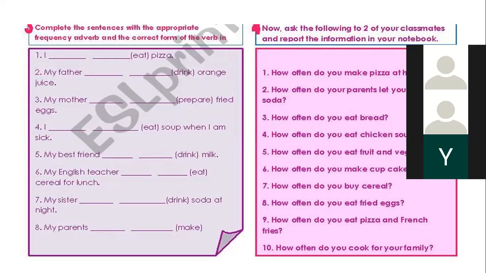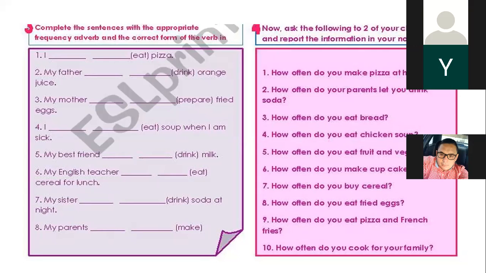How often do you eat fruit and vegetables? Vegetables. I always eat fruit and vegetables. Okay, that's good. Very good. Excellent. Thank you.